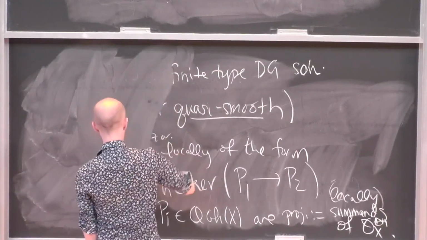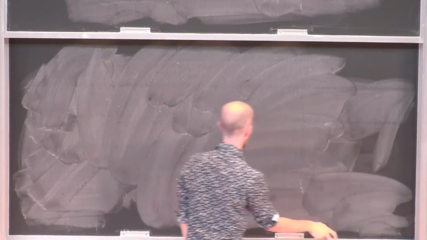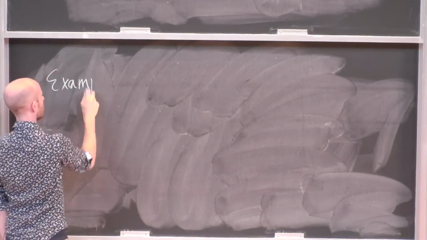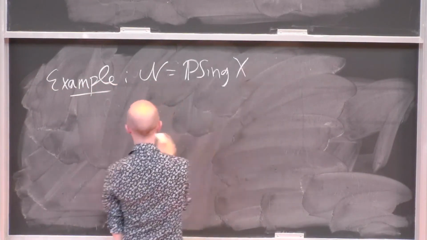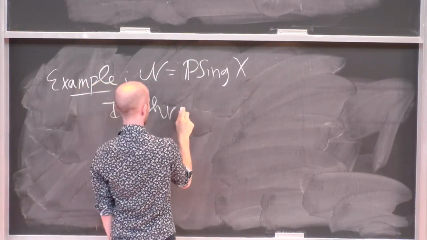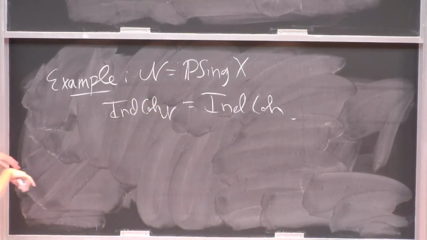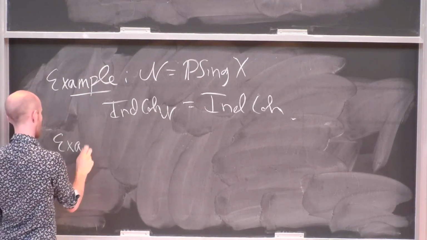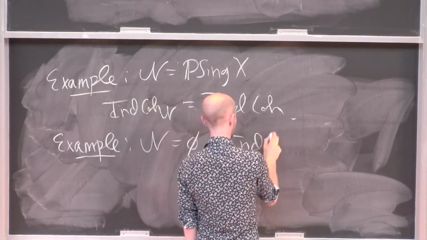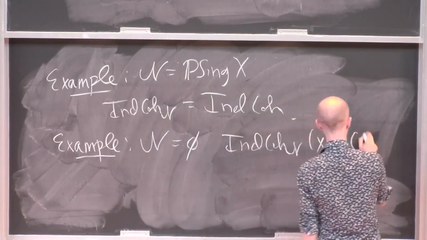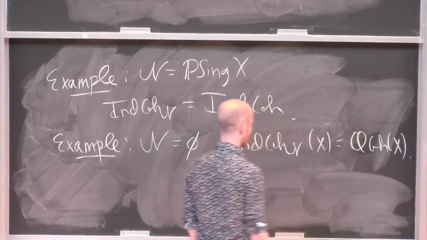So first, let me give a claim, just to orient yourself. The first example is that if N is all of the projectivization of the singularity space of X, then IndCoh_N is equal to IndCoh. So it's, so to say, the covariant stratification. Another example is that if N is the empty set, then I claim that this IndCoh_N of X is exactly equal to QCoh of X, naturally embedded into IndCoh as we discussed last time.